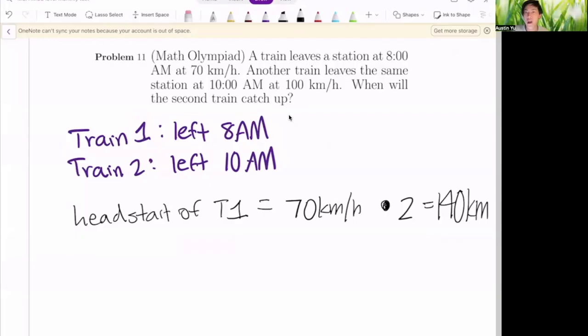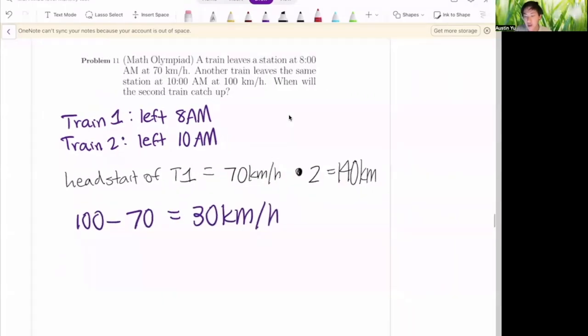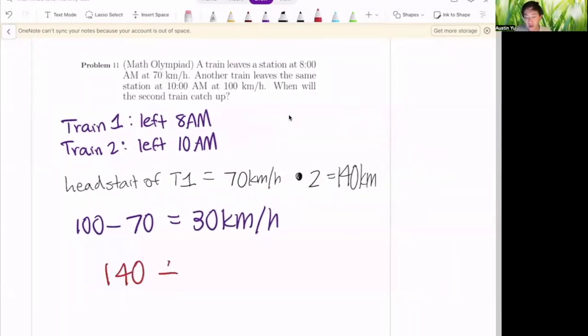So the time to catch up would have to divide 140 kilometers by the difference between the two train speeds. Why? Because in order to catch up to train 1, you would have to cover the distance that you've already lost, which is 140 kilometers. And since the difference in speed between 70 kilometers an hour of the first train versus 100 kilometers an hour of the second train is 30 kilometers an hour, using division, we can divide 140 kilometers by 30 kilometers an hour, which would give us around 4 hours, 40 minutes.